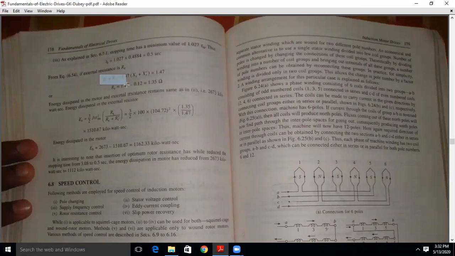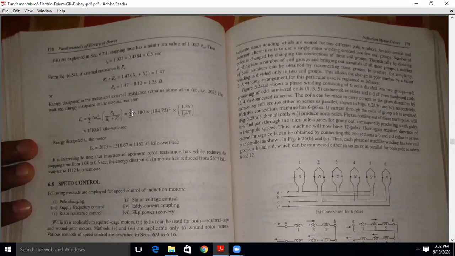Now Rr' plus Re is equal to 1.47 times (Xs plus Xr'), because we are adding an external resistance here, please remember. So it is Rr' plus Re. Now Re can be calculated easily by putting these values, 1.47 minus 0.12. So Re is 1.350 ohm. Energy dissipated in the motor and external resistance remains the same as in part 2, that is, in case of braking, 2673 kilowatt second.